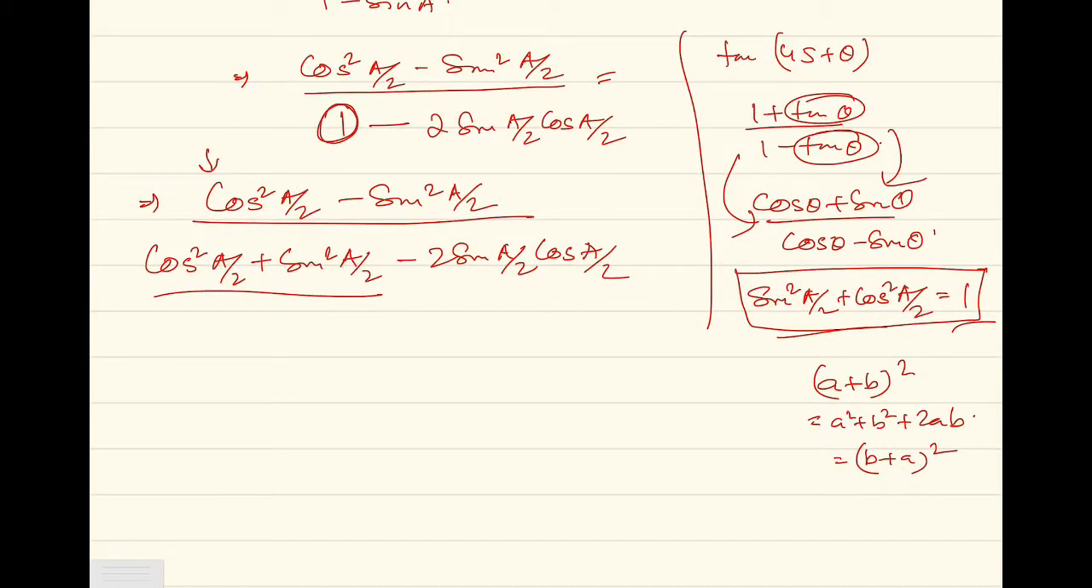Okay, so now this can be factorized, isn't it? Doesn't it look like A square minus B square, everyone? Cos square A by 2 minus sine square A by 2. Check this out. Cos square A by 2 minus sine square A by 2.